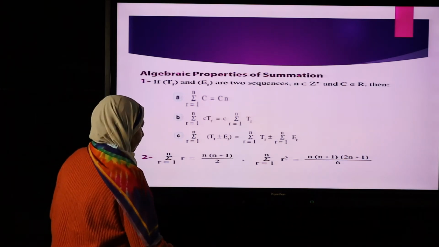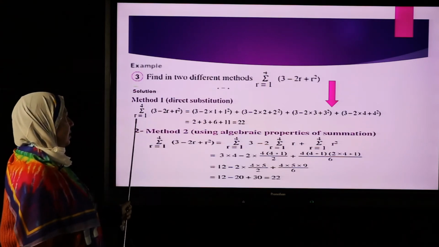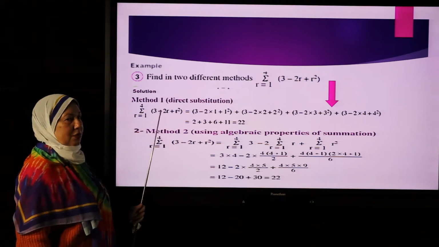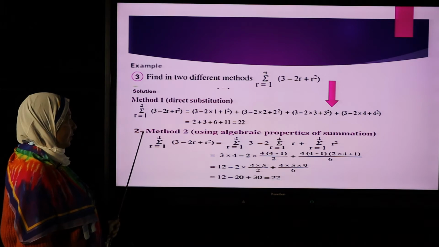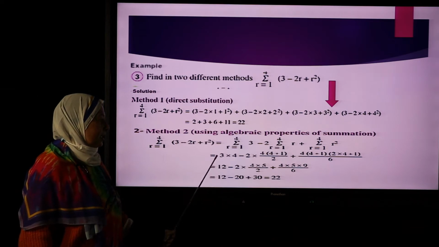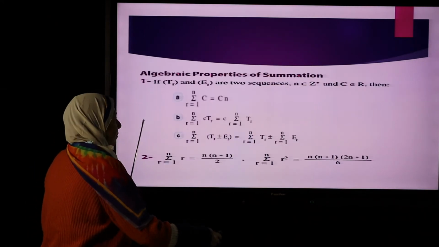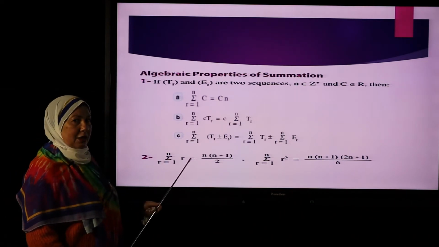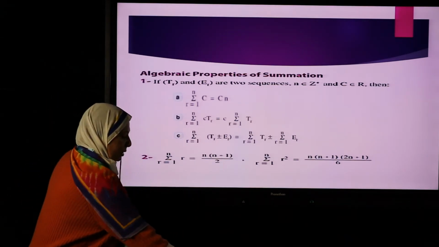For example, summation notation from r equal 1 to 4 of the constant 3 minus 2r plus r squared. The first term is constant. Therefore, summation from 1 to 4 of 3 is 3 times 4, like this, equals 12. Second term equals r. We know that summation from r equal 1 to n of r equals n times (n plus 1) divided by 2. Like this.